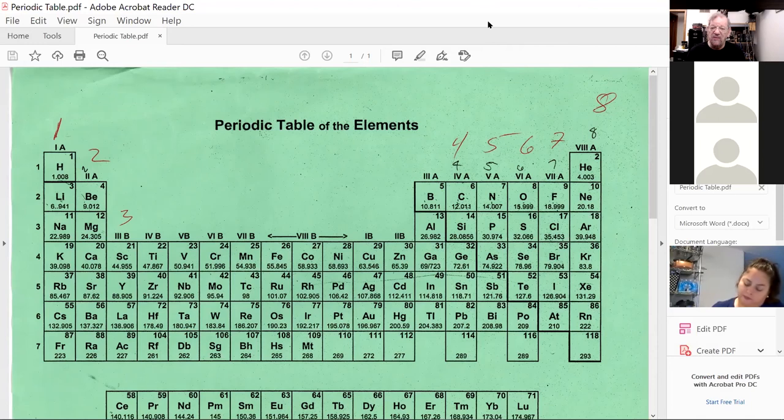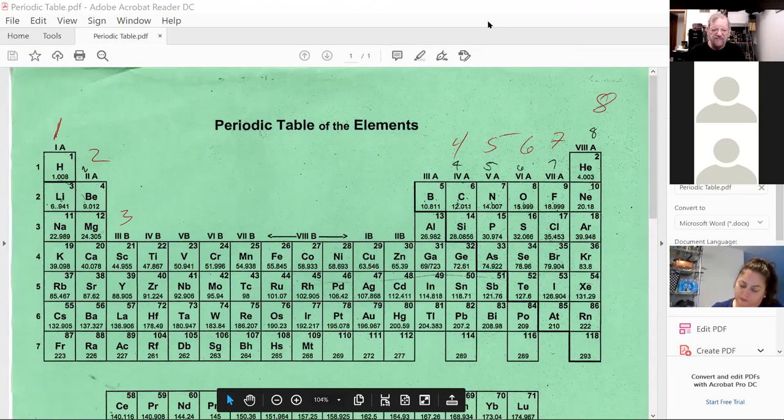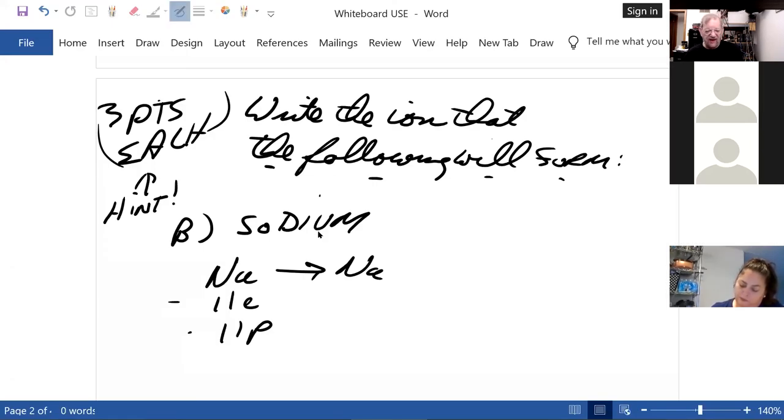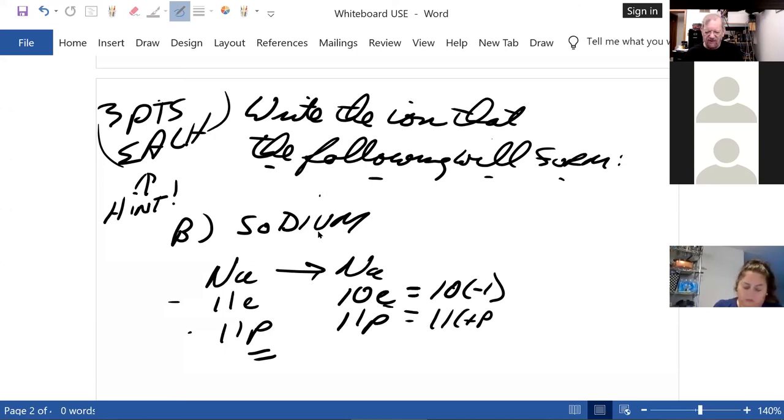Remember, atomic number gives you number of electrons and protons. So it wants to have 10 electrons. The protons never change. Now we have to do some serious math. What's the charge on an electron? Minus one. What's the charge on a proton? Plus one. Multiply it, minus 10. Plus 11.